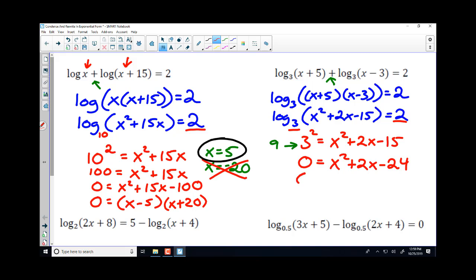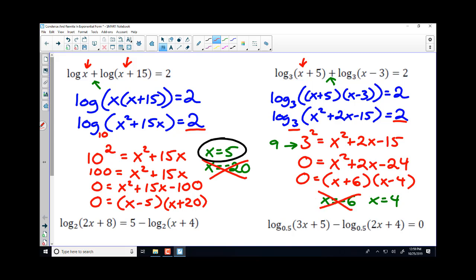Factor it now because it's set equal to 0 and it will do us some good. So we get x, let's see, I think it's going to be plus 6 and minus 4. Meaning we get the two answers of x equals negative 6 and x equals 4. Negative 6 is not bad just because it's negative. The reason negative 6 is bad is because when we try to plug it in here for x, we get negative 6 plus 5, which is negative 1, and we cannot take the logarithm of negative 1. So we reject our negative 6 answer.